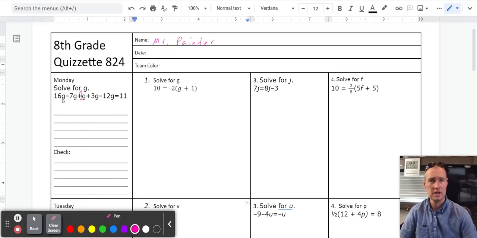What we're going to do is simplify G into 1G. For example, because we have 16G minus 7G, they both have G, so we can put them together. So 16 minus 7 is going to be 9G. Now I can also put these two together: 1 plus 3G equals 4G. And minus 12G, I'm just going to bring down, equals 11.